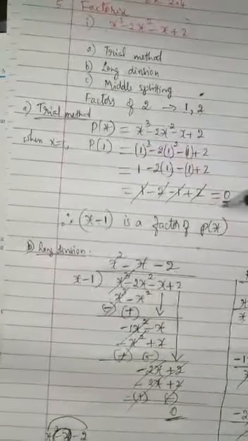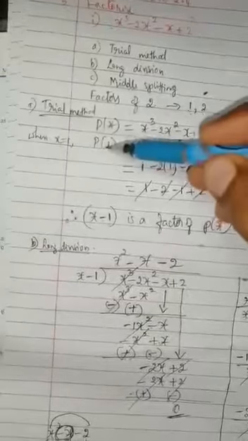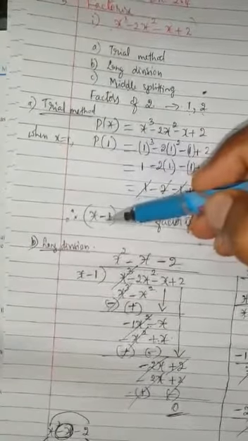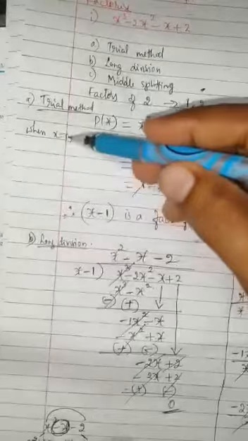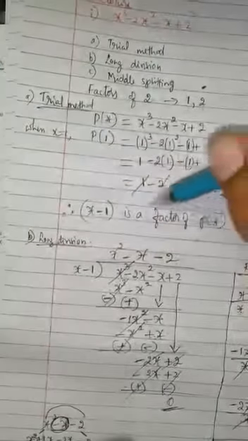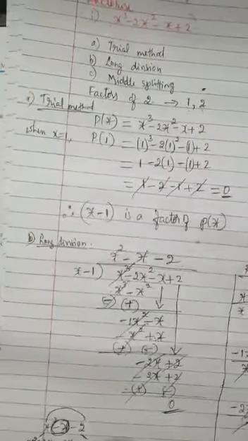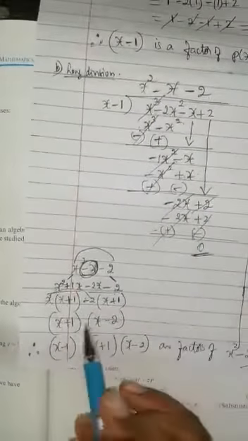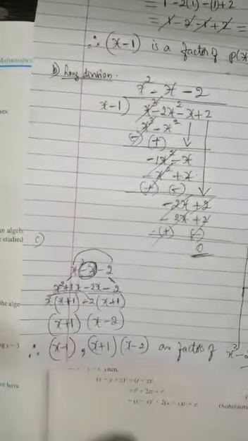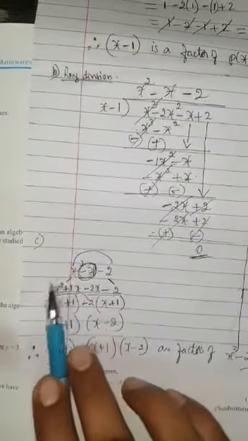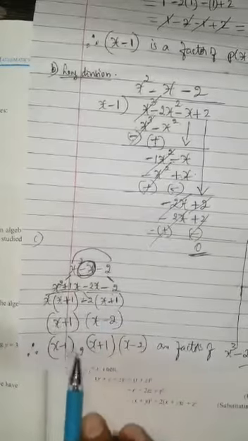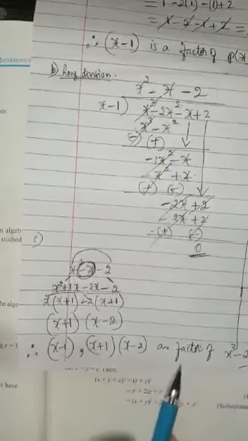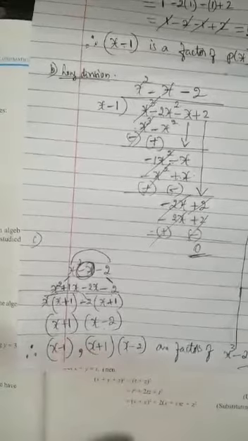Now, in the trial method, we must get 0. If we get 0 by taking 1, we must consider x minus 1, because x is equal to 1; when it moves to the other side, the plus 1 changes into minus 1, so it is a factor of p of x. Then do the long division. After the long division, what quotient do you get? It's a quadratic polynomial. This is the third step: using middle splitting, we find the factors of this quadratic polynomial. So we'll be getting 3 factors for the cubic polynomial. Thank you.